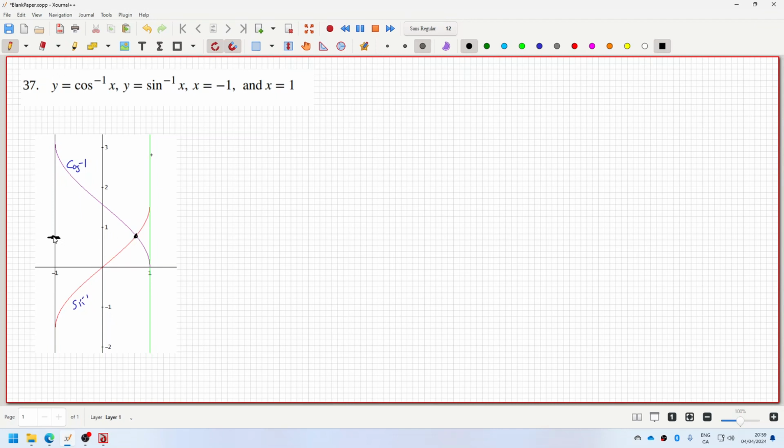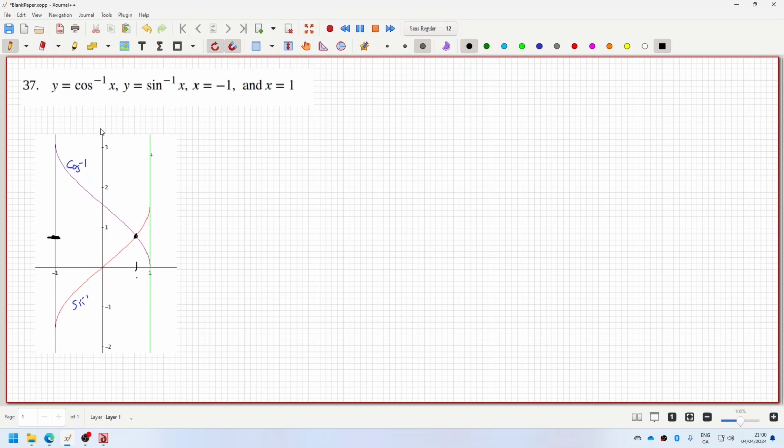Let me think now. √2 divided by 2. I think this here would be √2 divided by 2. No, no, sorry, no, that's wrong. Just got to be careful.